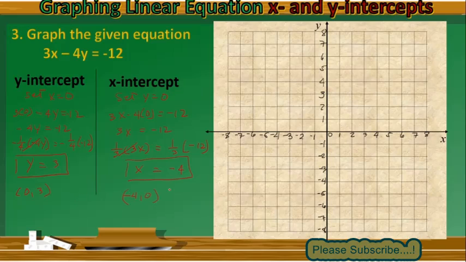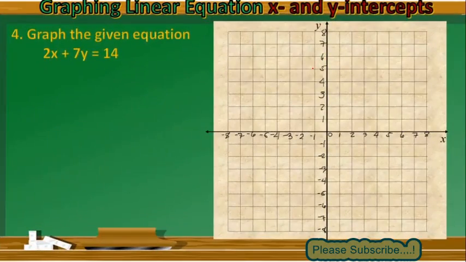So we'll plot these 2 points. The first point is 0 and 3, so this one here. Then the second one is negative 4 and 0. So we will write the coordinate negative 4 and 0, and this one is our 0 and 3. Okay, we will draw now our graph. Okay, that's the graph of that equation. So this point is our x-intercept, and this point here is our y-intercept.